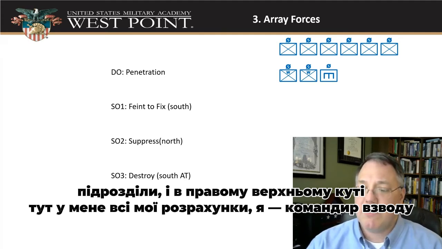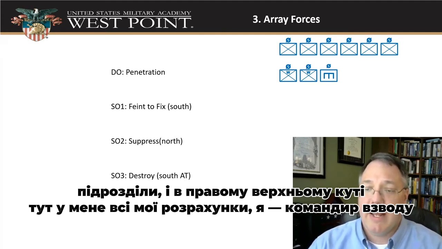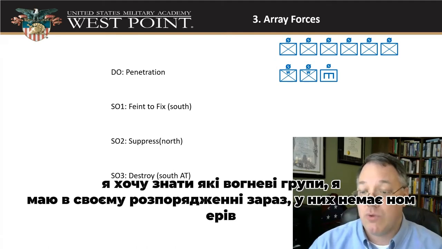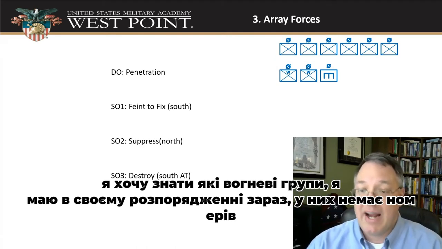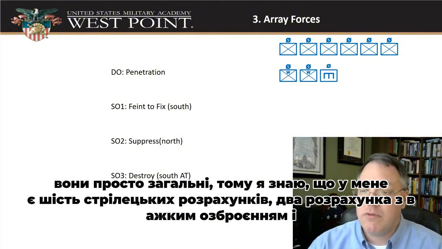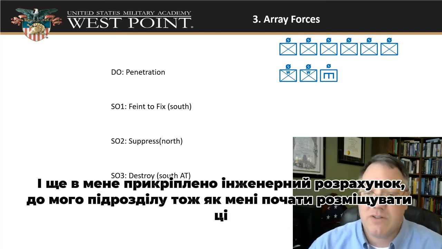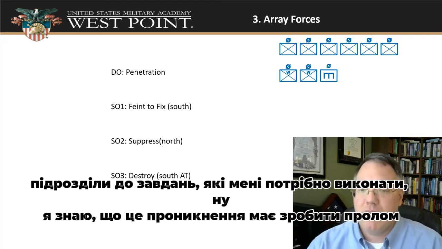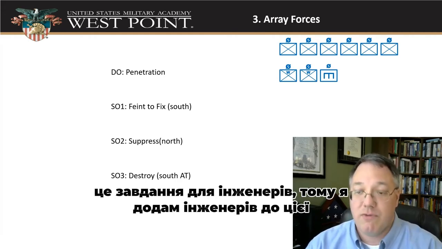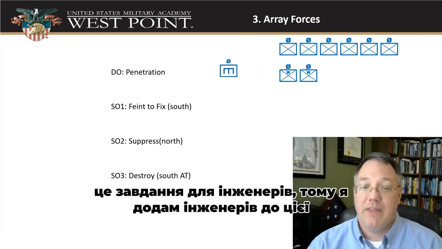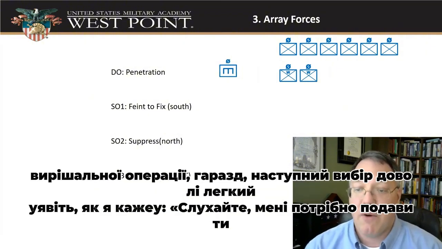So now I'm going to start putting units to those. And in the upper right-hand side here, I've got all of my fire teams. I'm a platoon leader. I'm going to think about fire teams that I have available. Now, these don't have numbers to them. They're just generic. So I know that I've got 6 rifle teams, 2 heavy weapons teams, and I've got an engineer team attached in my task org. All right, so how do I start putting these units to the elements that I need to have? Well, I know that this penetration has to do a breach. That's the natural place for the engineers. So I'm going to go ahead and put the engineers into that DO element.